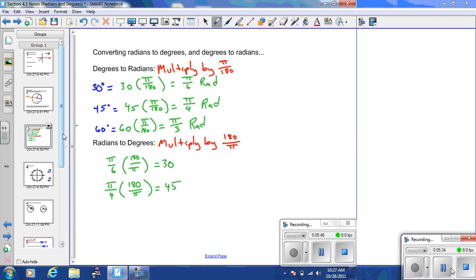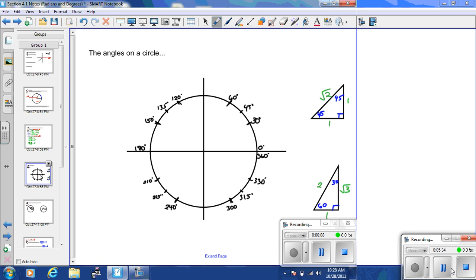So continuing on here, for 60 degrees, which is pi over 3 radians, I can take pi over 3, and I can multiply it times 180 over pi, and the pi's will cancel. I get 180 divided by 3. That is 60 degrees. So that's how I go from radians to degrees, or on the top up here, I've showed you how to go from degrees to radians.